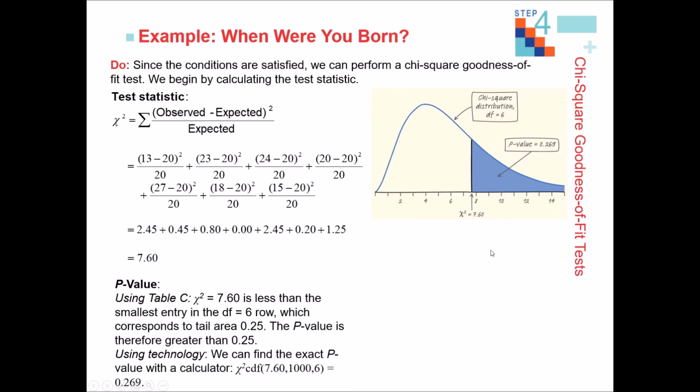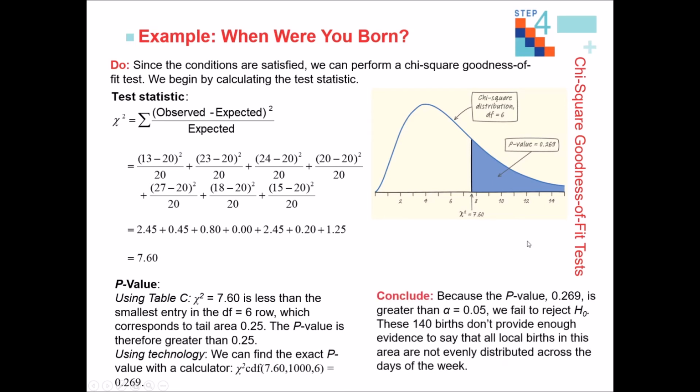Now, that is way above 0.05, which is our alpha level. So, because the p-value of 0.269 is greater than alpha of 0.05, we fail to reject H0, the null hypothesis. These 140 births do not provide enough evidence to say that all local births in this area are not evenly distributed across the days of the week. So we cannot conclude that local births are not evenly distributed across the days of the week.